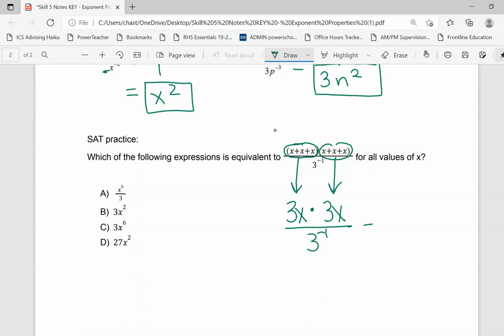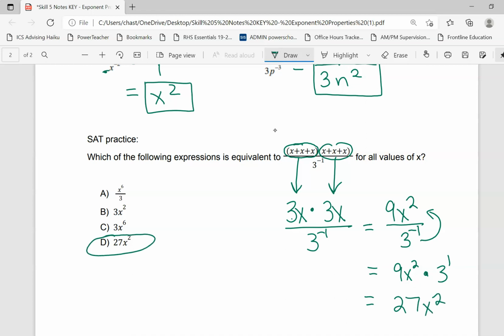Okay, so what we end up with here is 3x times 3x is 9x squared over 3 to the negative 1. And that 3 to the negative 1 is a negative exponent, so I'm going to bring it to the other side of the fraction bar and write it as 3 to the first. 9 times 3 to the first is 27x squared, so D is our correct answer.